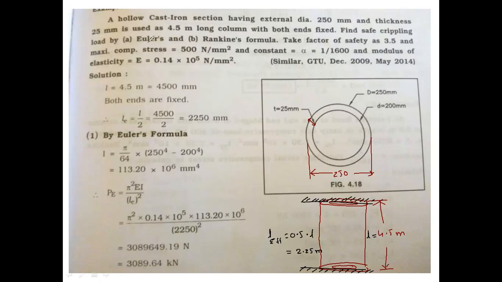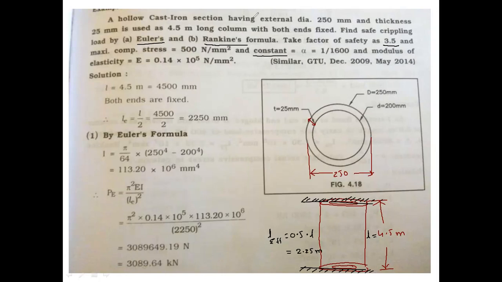With the help of Euler's formula and with the help of Rankine's formula, so two formulas you have to use. Take factor of safety as 3.5 and maximum compressive stress as 500 Newton per mm square, and the constant, the Rankine constant. There is a special table given for the materials, because the Rankine constant is a constant for materials.